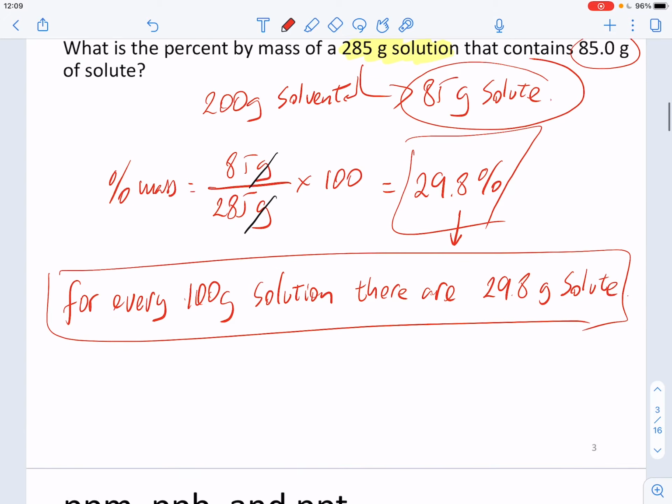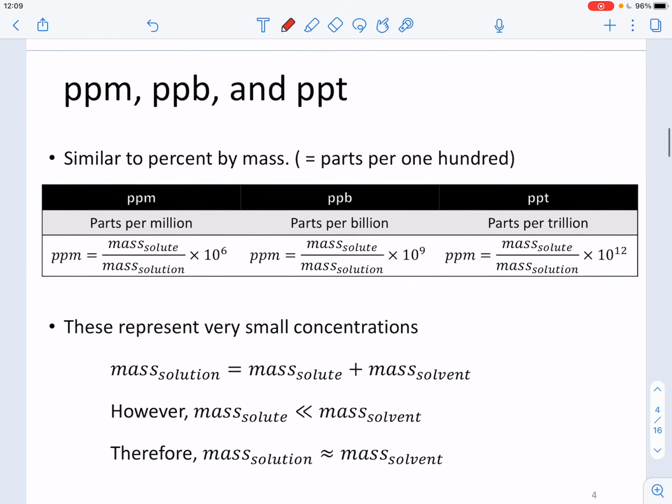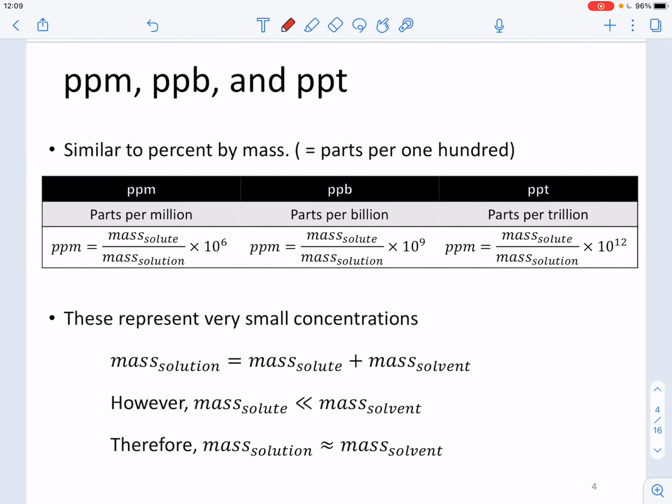Another way to express concentration is with ppm, ppb, and ppt. Conceptually, they are very similar to percent by mass. You are still using the mass of solute and the mass of the solution. It's just that you use a different multiplier. For percent by mass, your multiplier is 100, or 10 to the power of 2. But for parts per million, parts per billion, and parts per trillion, you use a different multiplier.